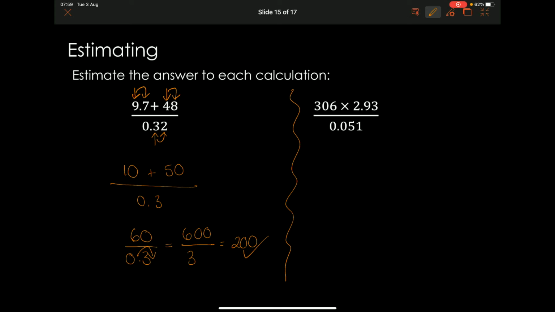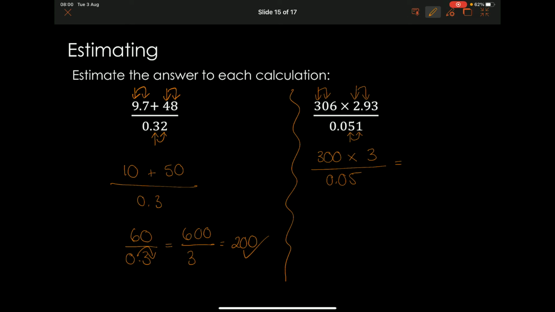Now, for the next one, again, you're rounding to one significant figure. So looking at the 3, the number next to it is a 0. So the 3 stays the same. So that would be 300. This is 2.93. So looking at the number next to the 2, it's a 9. So I'd round that up to 3. Everything else can go because I've rounded up. And then this bottom one, this is my one significant figure. So this is a 1, so that 5 stays the same, so it'd actually be 0.05.